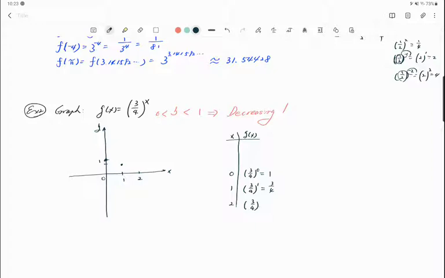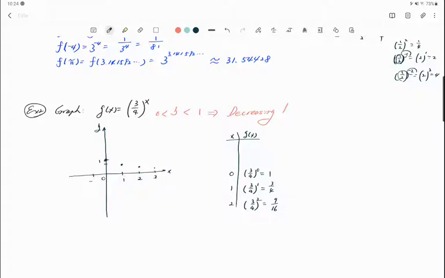So if x equals 2, then what do we do? Always multiply the previous y value by 3/4. So 9 over 16. Always 3/4 of the previous one. I'll keep writing. So when x equals 3, then again times 3/4, and so on.